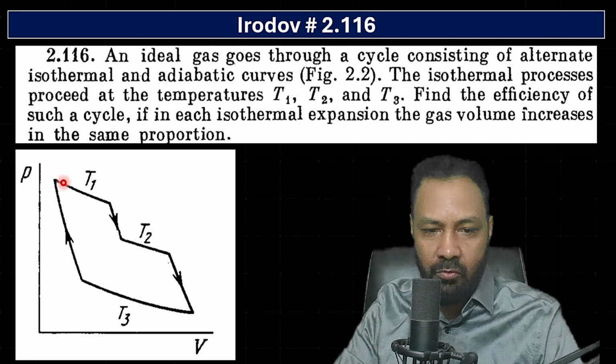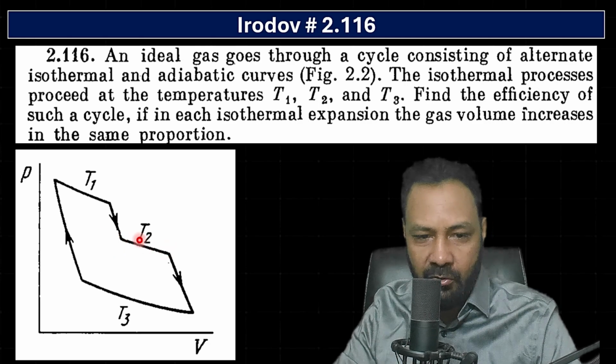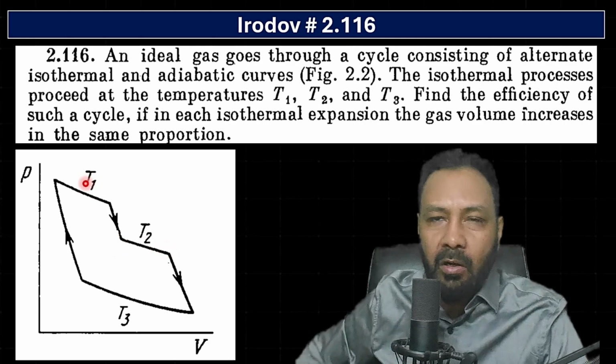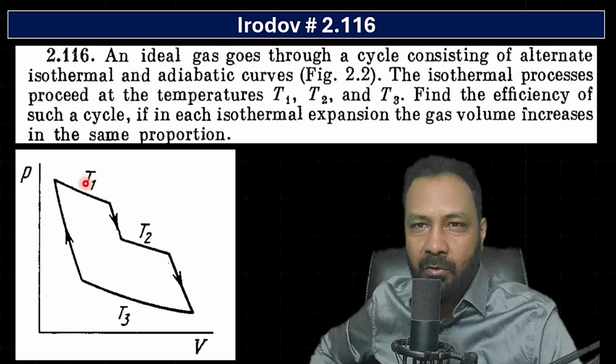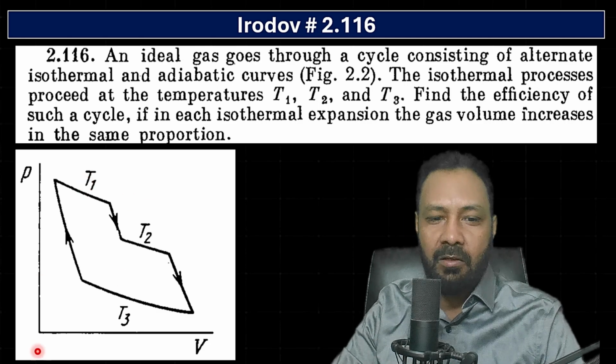So this part is the isothermal expansion. This part is also isothermal expansion. So in this part, the volume expansion ratio is the same. That is what is given. So we have to find the overall efficiency of this cycle.